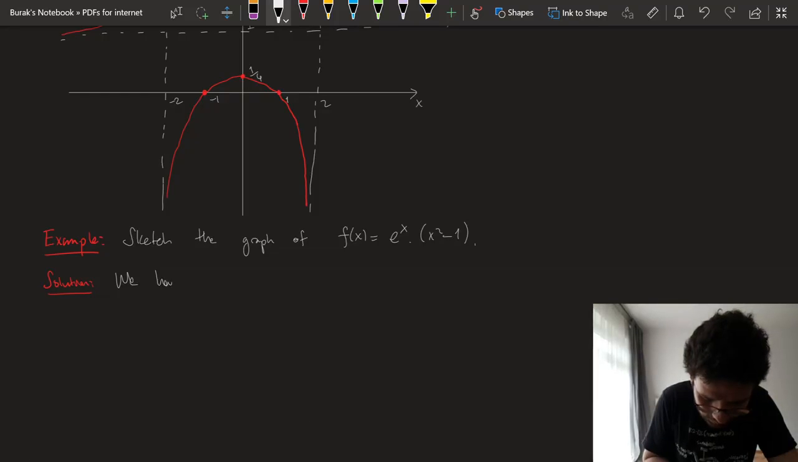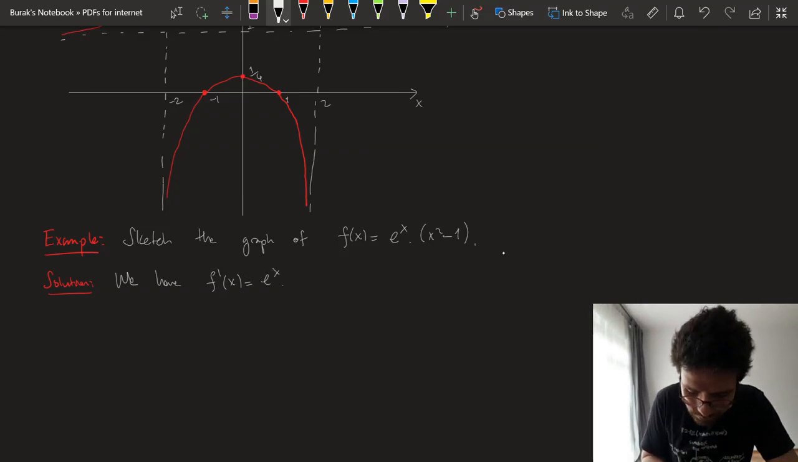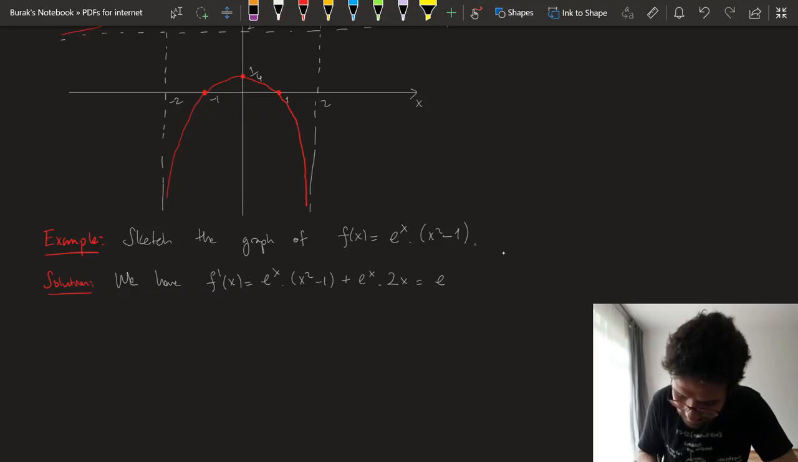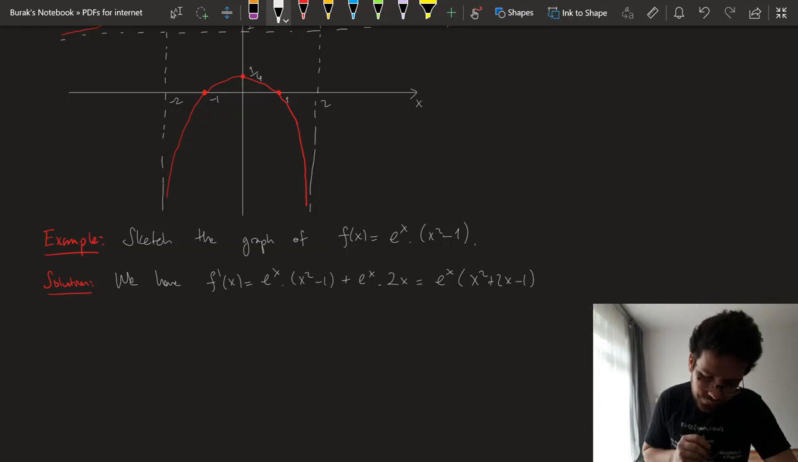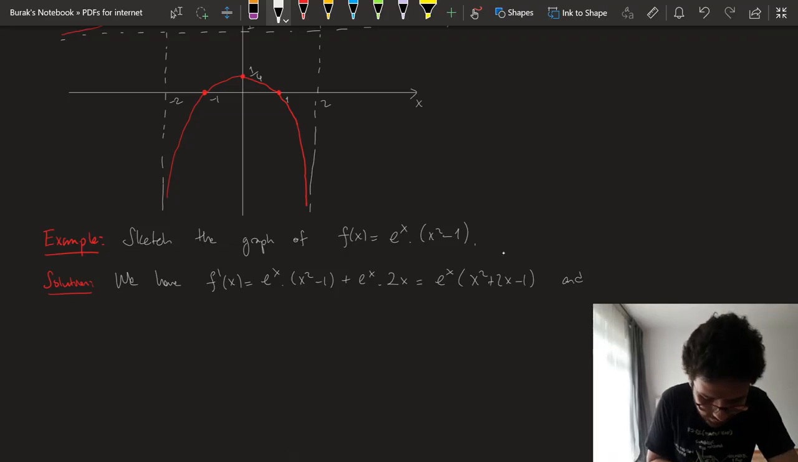We have that f prime of x is, I need to apply the product rule, derivative of the first one times second one, plus first one times derivative of the second one. So in e to the power x parentheses, this is going to give me x squared plus 2x minus 1. Okay, so we have that. And let me find f double prime.